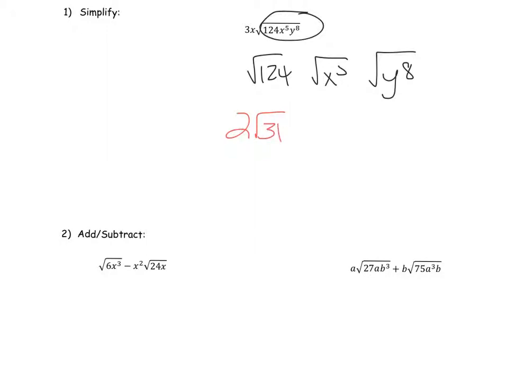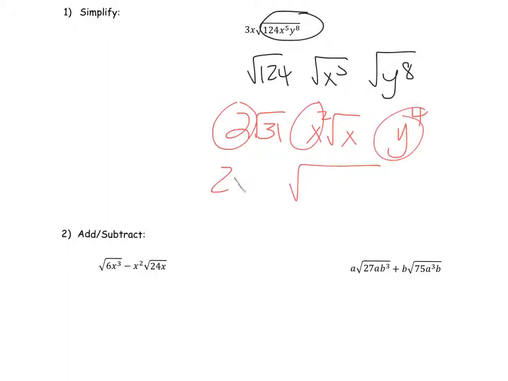This is x to the 5th. That can be broken up into x squared rad x. And y to the 8th can be broken up into, well, 4 pairs of 2 come out. There's no leftovers, so this is your radical. So everything that's out front is going to go in front of a radical. 2x squared y to the 4th.